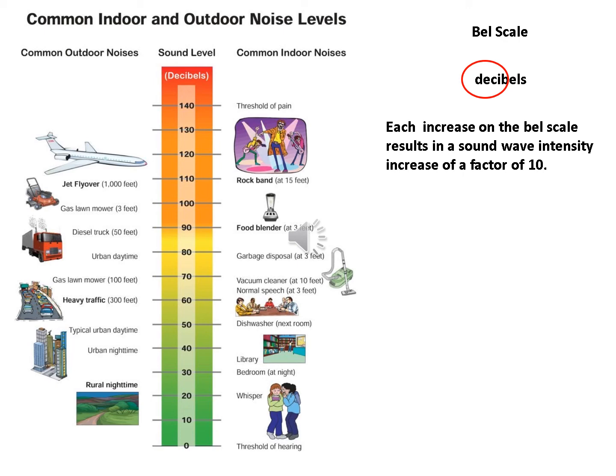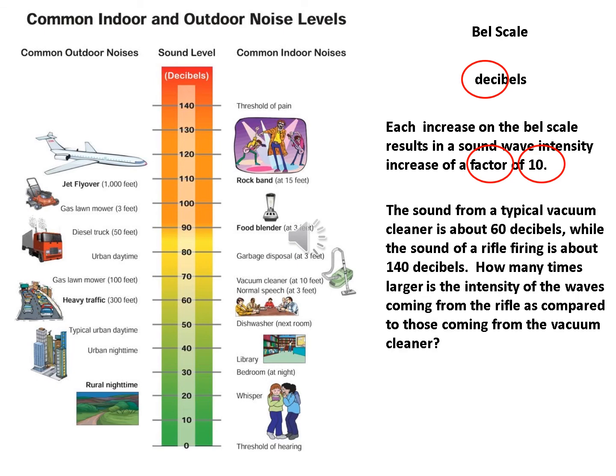So every time you go up 1 step on the Bell scale, you have to multiply. Remember, the word factor is always a clue. That means you have to multiply. And what are you multiplying by? You are multiplying by 10. And so we have an example here. The sound from a typical vacuum cleaner is about 60 decibels, while the sound of a rifle firing is about 140 decibels. How many times larger is the intensity of the waves coming from the rifle as compared to those coming from the vacuum cleaner?